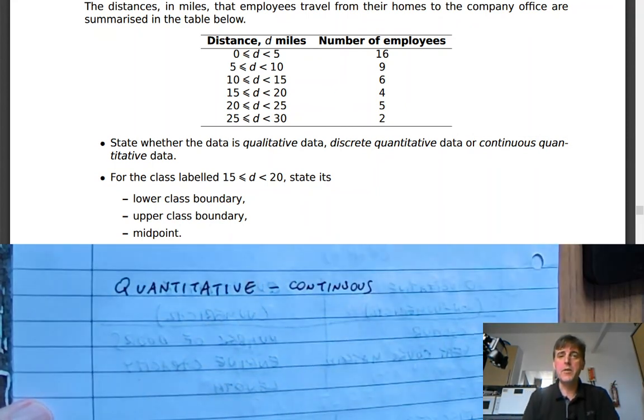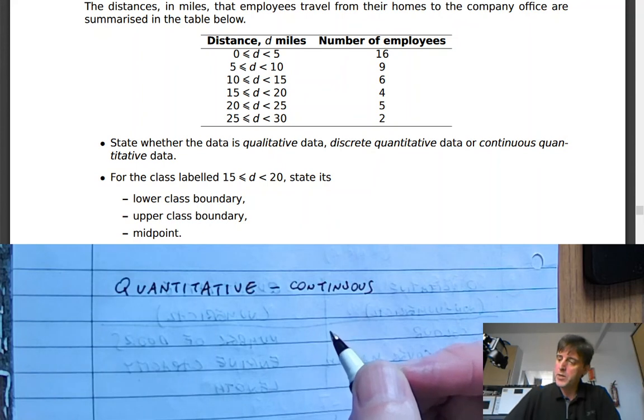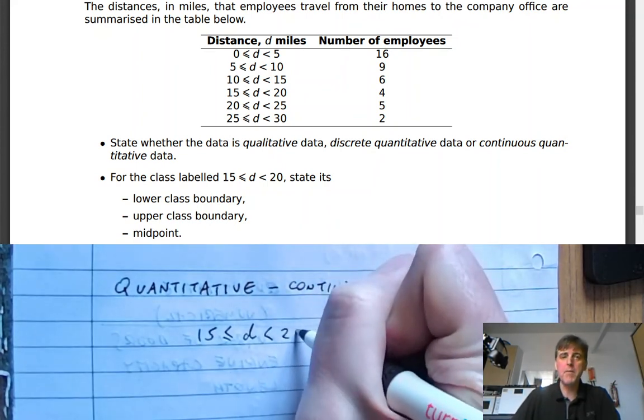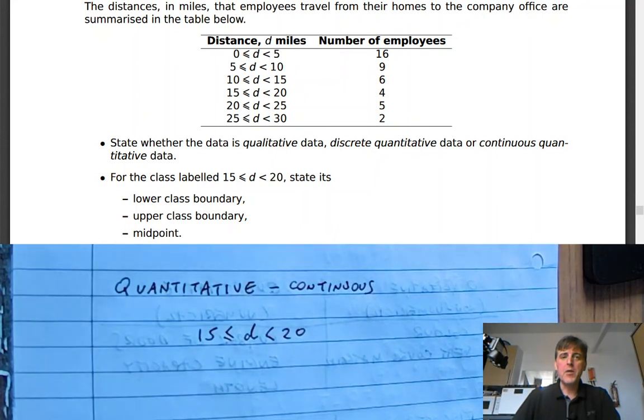And the reason I think it's continuous is because we're looking at distances here which are not measured as exact numbers. If I traveled, let's say, 8 miles, that doesn't mean I've traveled precisely 8 miles. It just means between 7.5 and 8.5 miles. Okay, so we've been asked to say something about the 15 to 20 class, the one labeled between 15 and 20. So the class boundaries here.